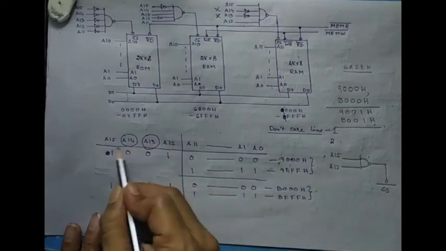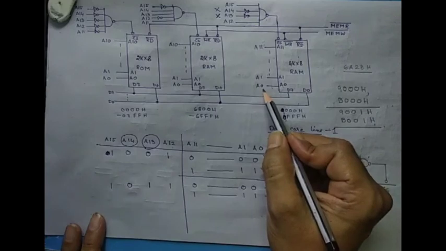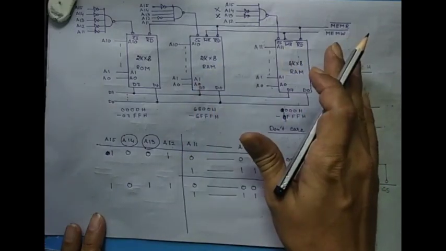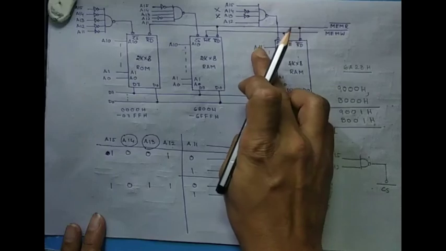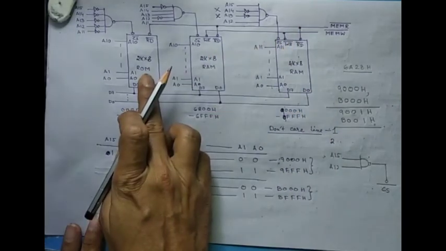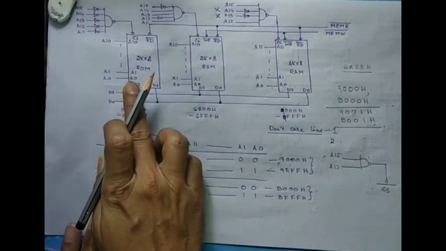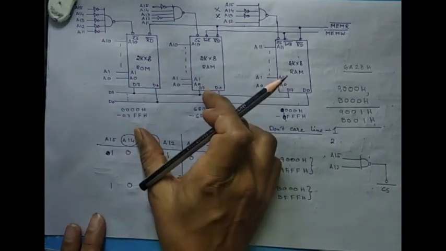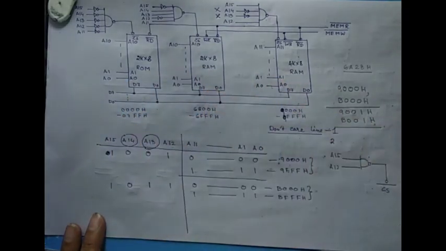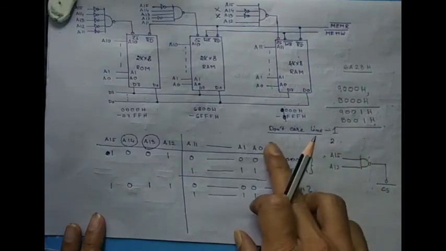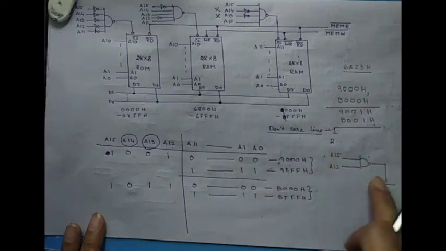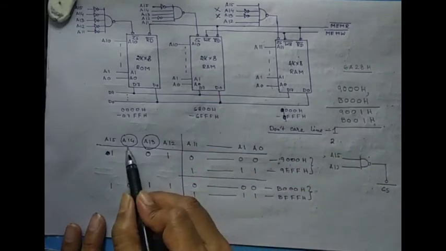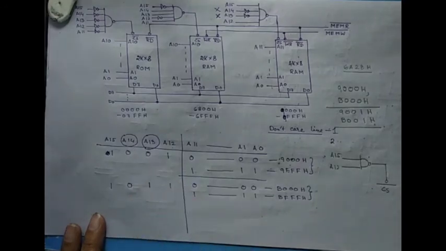Out of the 4 higher address lines, after connecting the lower address lines A0 to A11 to the address pins of the device, the remaining higher address lines A12 to A15, 4 address lines, are there. Out of them, we are decoding only 2 address lines to generate the chip select signal, and the remaining 2 address lines we are not using in our connection, therefore they are don't care lines. And in this example, A14 and A13 are don't care lines.